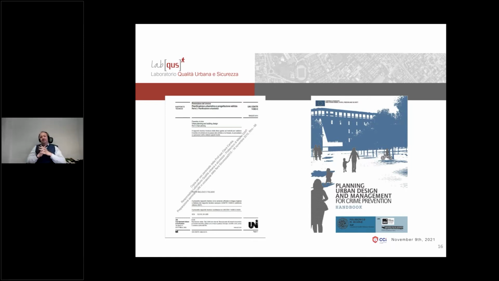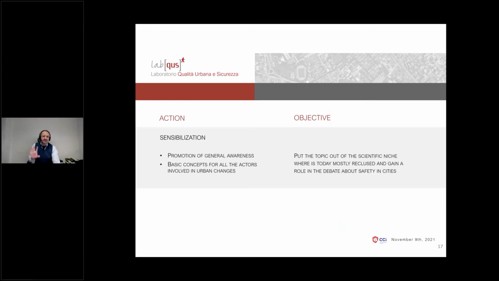So, what shall we do? Of course, if we all agree that it is important to tackle security problems also with these specific tools, because not everybody agrees, and we can discuss in questions, there are some preconditions that I will go through very rapidly. One, and this is true for every local situation.